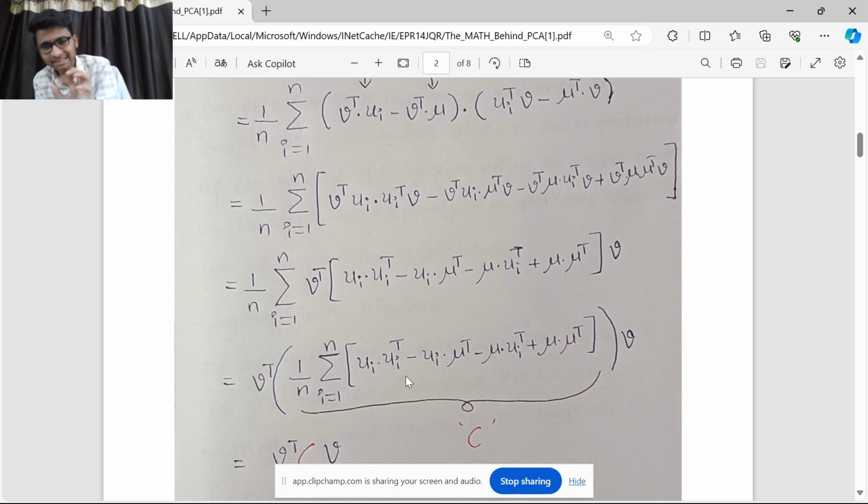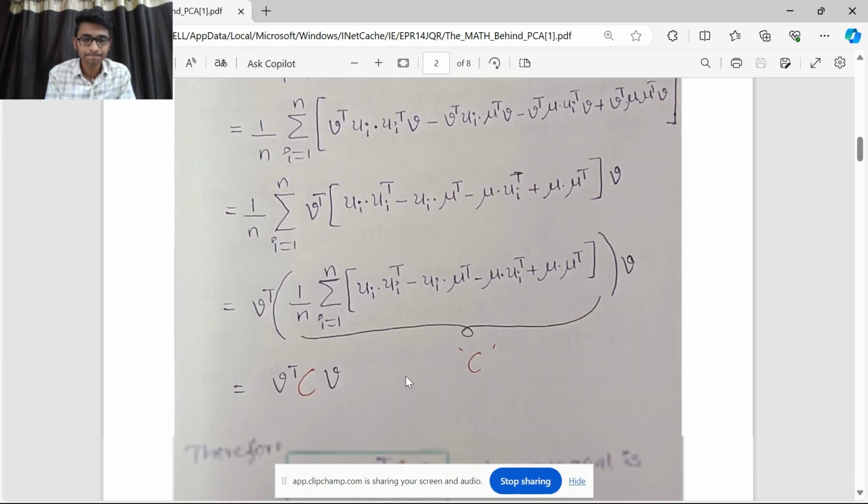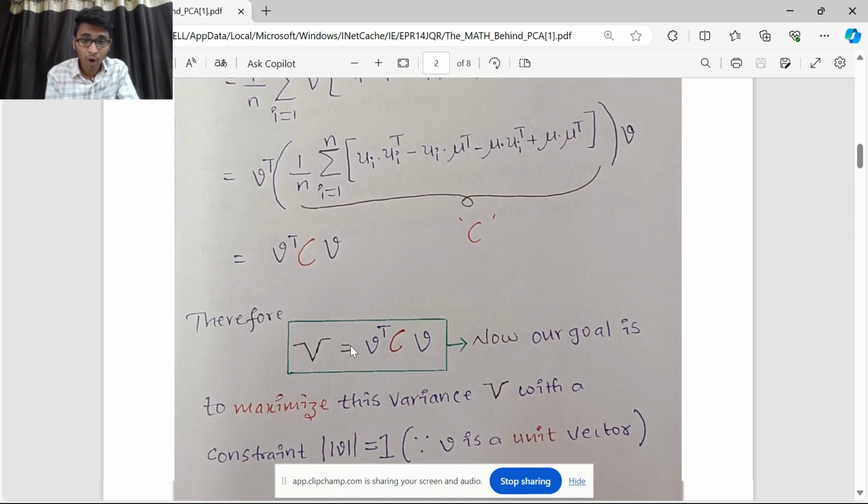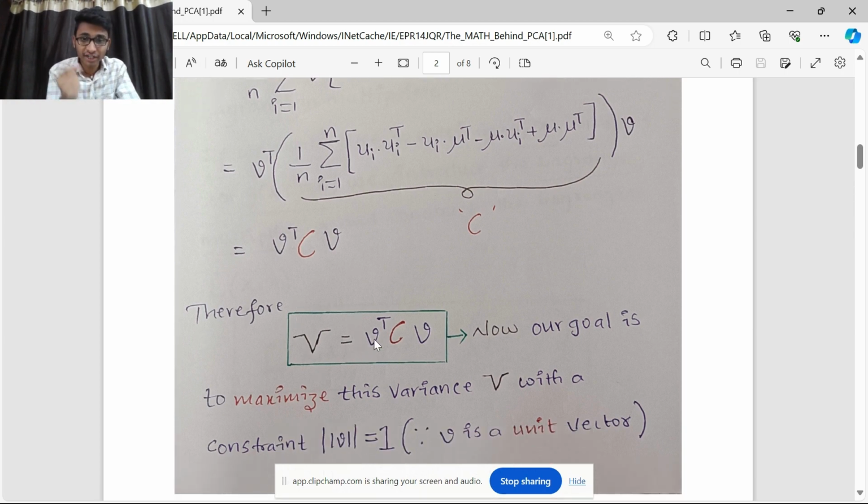That's why I have written it as some constant C. See here, we have simplified our problem formulation to this: v transpose v is our unit vector, its transpose C into v. Now what is our goal? Our goal is to maximize this variance with the constraint.